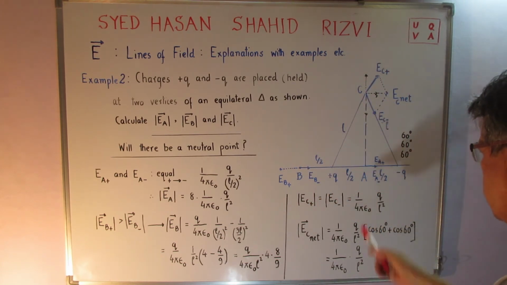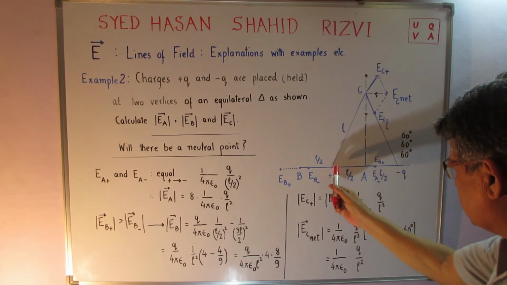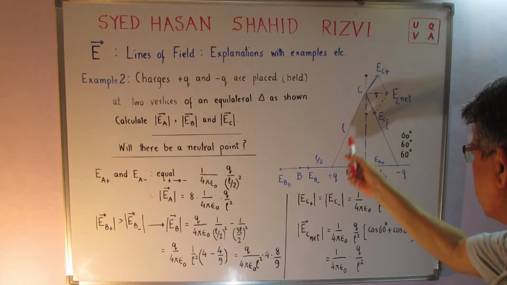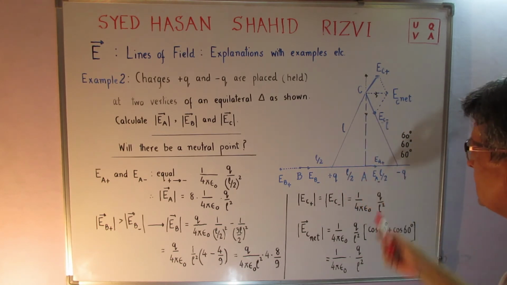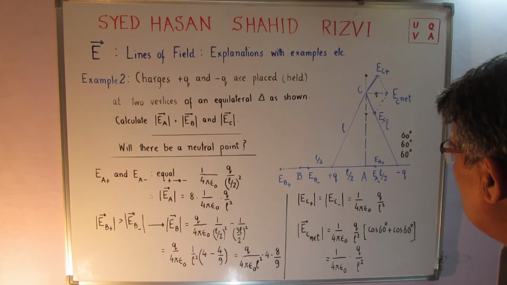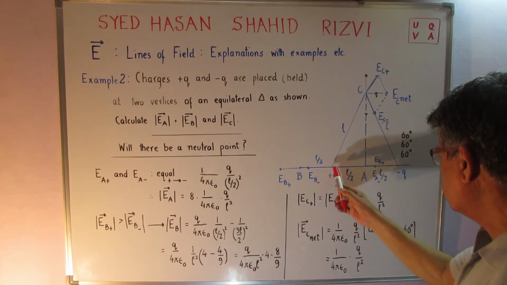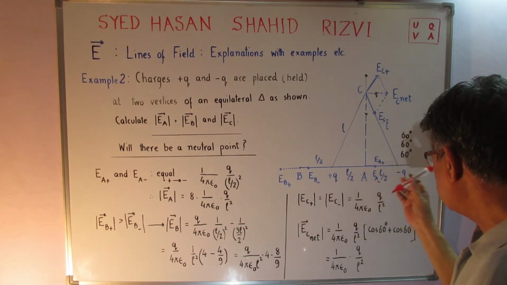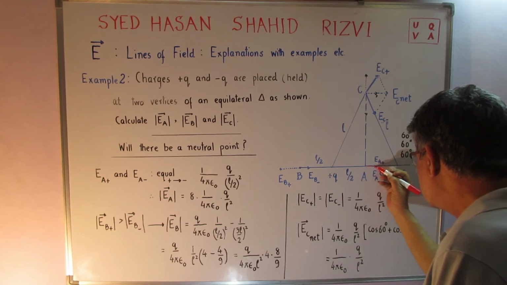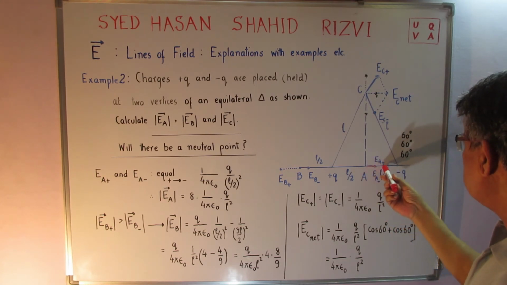The point A is in between these two charges, plus q and minus q. These sides are L, L and L, so this is L by 2, this is L by 2, and this one is also L by 2. So I have shown the electric field due to the positive charge in this direction is like this, and due to the negative charge also it is in the same direction. So the resultant field will be twice this value.